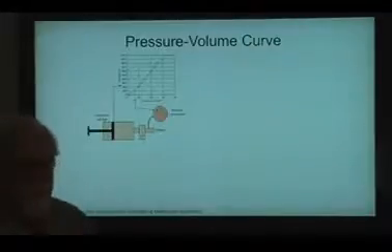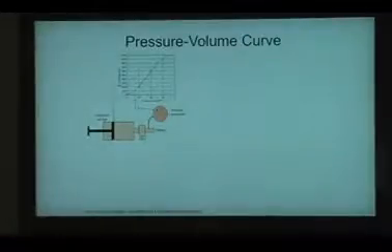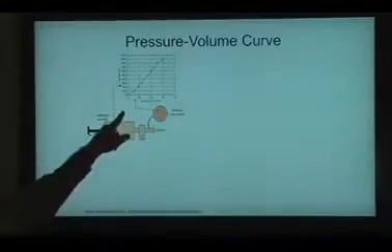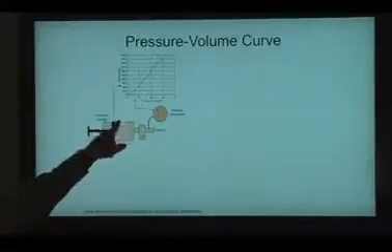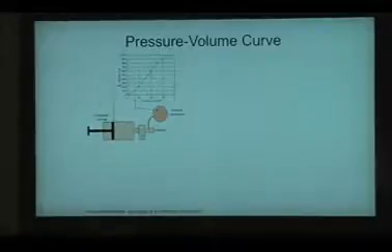So there are a number of ways that clinically the pressure-volume curve might be determined in a mechanically ventilated patient. This is actually what we used to do years ago in the ICUs, where we had a big syringe.